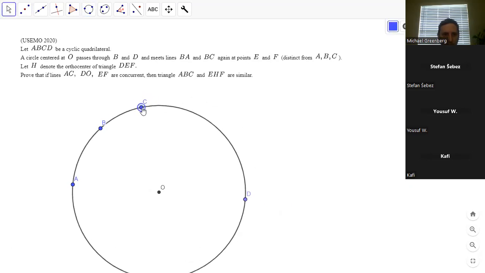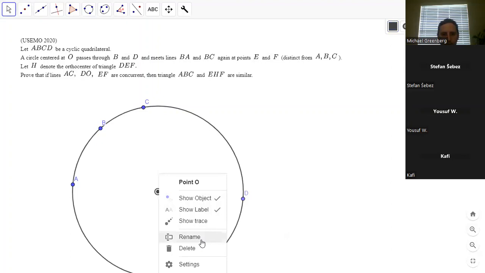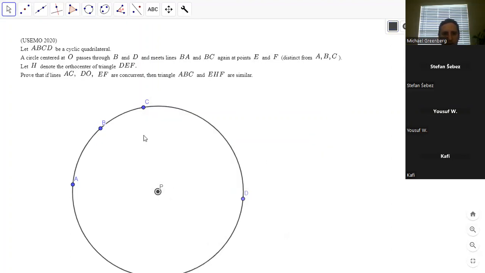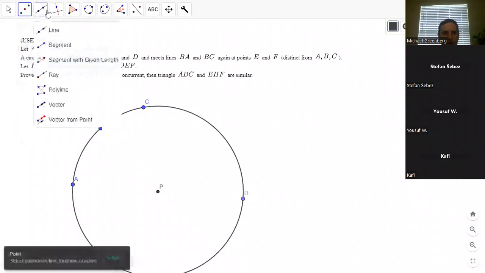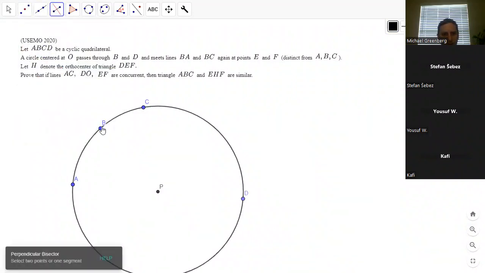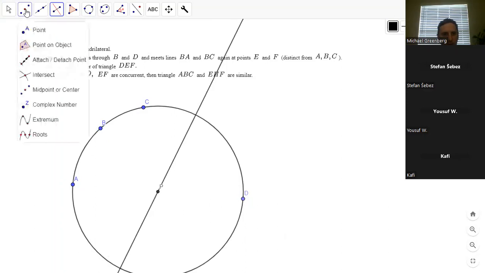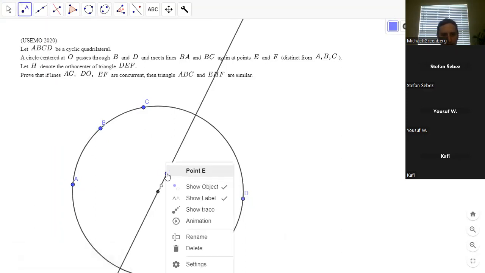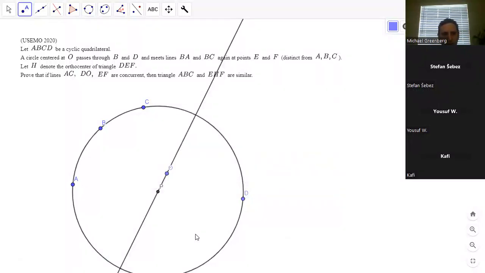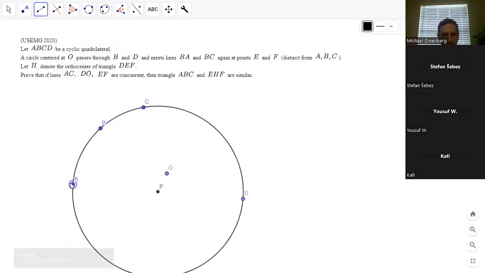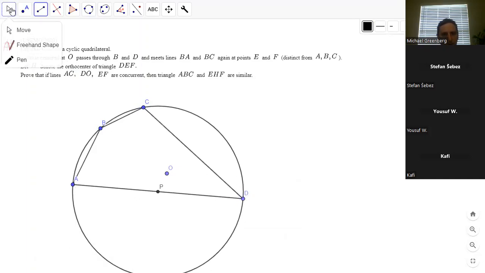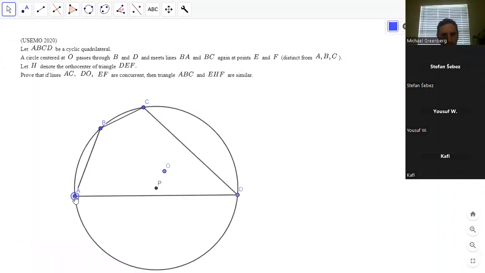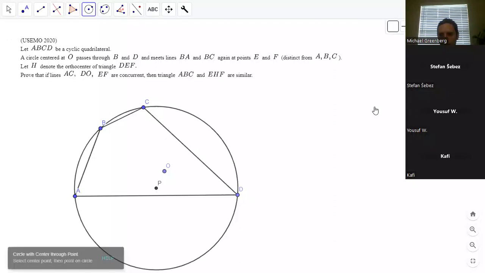So I guess O doesn't have to be this O. It could be some other O. So this would be like a point O. And so AD doesn't have to be a diameter. So, okay, so we have a circle.